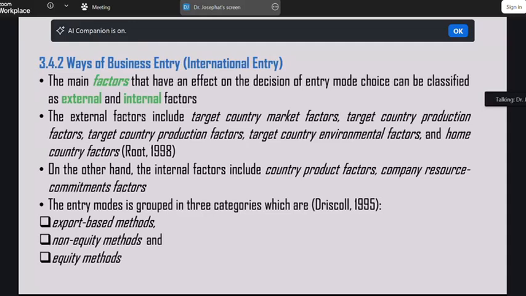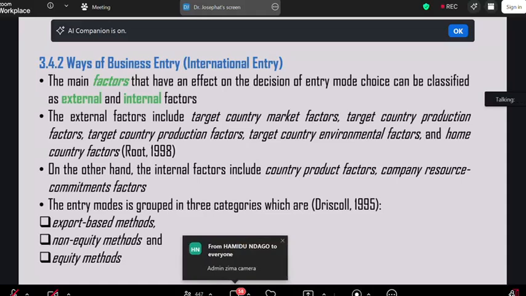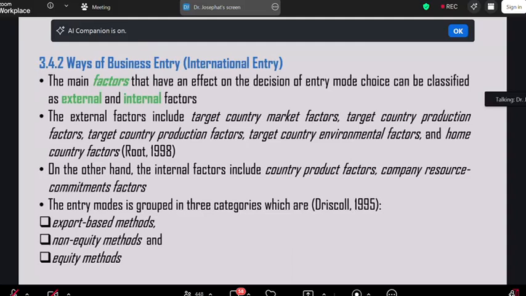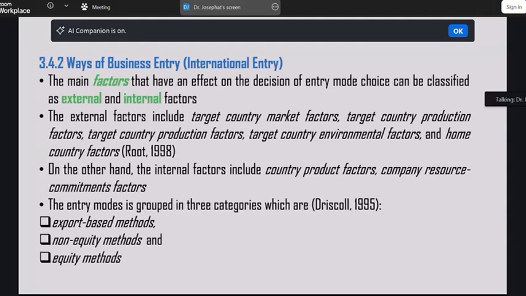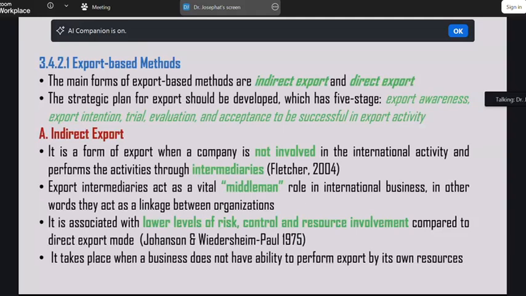On the other hand, the internal factors include country product factor, company resources commitment factor. Ndani ya nchi yake country product factor ni zipi, as well as company resource commitment factor. So the entry model is grouped into 3 categories ambazo tunaziita export based methods, non-equity methods, and equity methods. So tuangalie kwanza hizi export based methods.